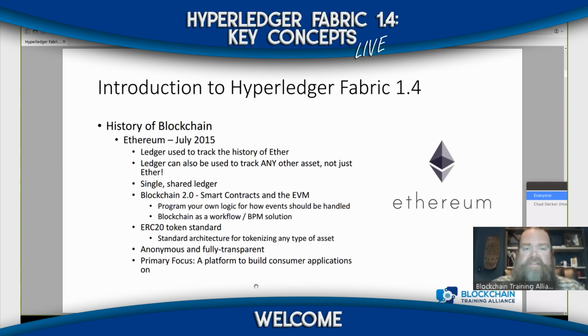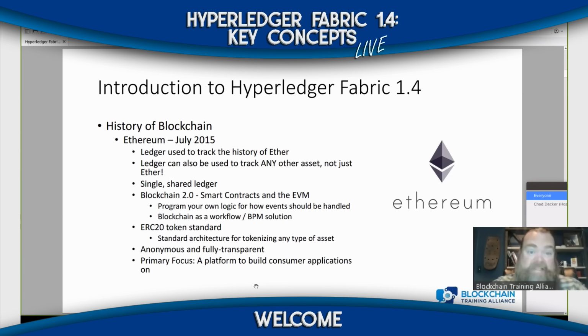All right, so that's Bitcoin and blockchain 1.0. About 6 years later, in July 2015, another very big project in the blockchain space goes live, and that's a project called Ethereum. And Ethereum kind of picked up where Bitcoin left off.